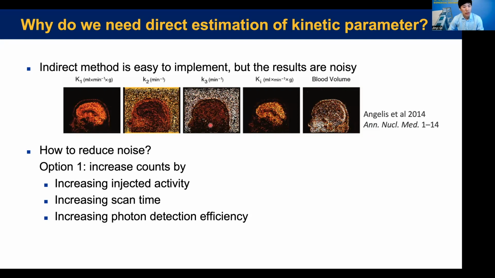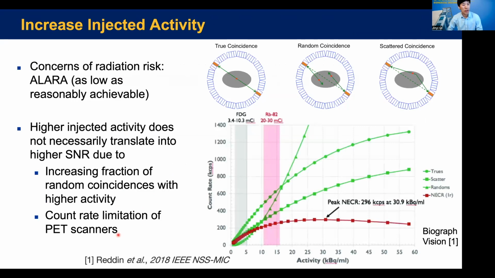Obviously, one option is to increase counts. Because the PET data follow Poisson statistics, the higher the count, the better the SNR, at least that should be. There are several avenues to increase counts: increase the injected dose, increase the scan time, or increase the photon detection efficiency. All of them have their limitations, which I will describe in more detail in the following slides.